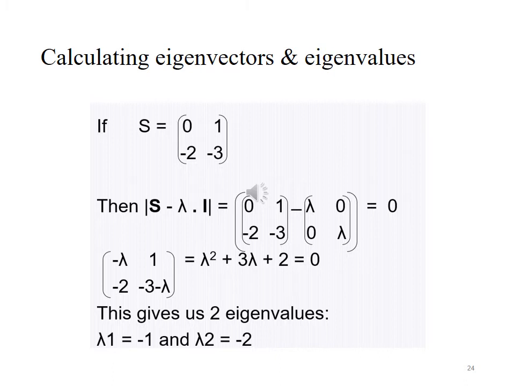And when you solve this equation, you will get two lambda values, lambda 1 which is equal to minus 1, lambda 2 which is equal to minus 2. So these are the two eigenvalues.